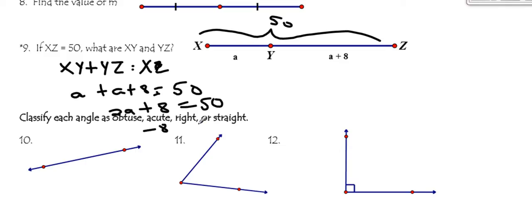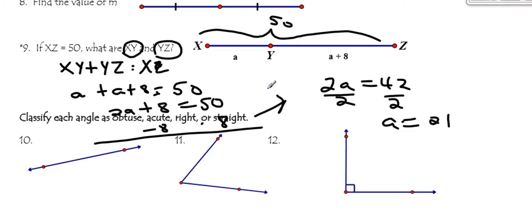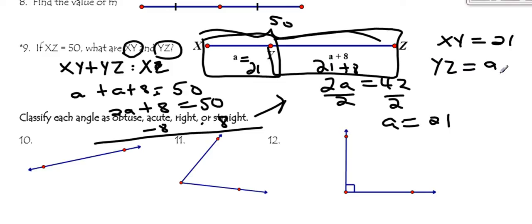So we have 2A plus 8 equals 50. I'm going to subtract 8 from both sides, and I get 2A equals 42. I divide by 2, and I get A equals 21. Okay, but don't just give me that as an answer. I didn't ask for A, I asked for XY and YZ. So XY represents A, and A is 21. So XY is equal to 21. YZ is represented by A plus 8, and A plus 8 would be 21 plus 8. So YZ is going to equal 29.